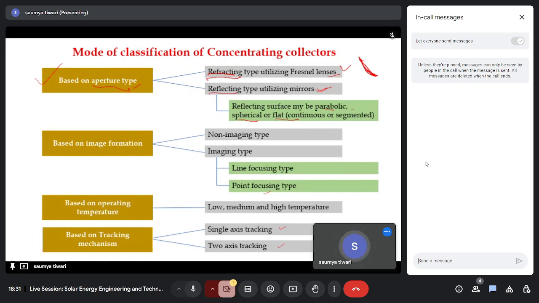If we're classifying based on the image formation, then it could be a non-imaging type, where at the concentration point at the receiver the image is not forming. If we are talking about the imaging type, then it could be a line focus type or a point focus type. The line focus is also known as 2D, and the point focus is also known as 3D. If we're talking about the operating temperature, then we have low, medium, and high, depending on which type of concentrator we are going to use. And based on the tracking mechanism, it could be single-axis tracking or two-axis tracking.